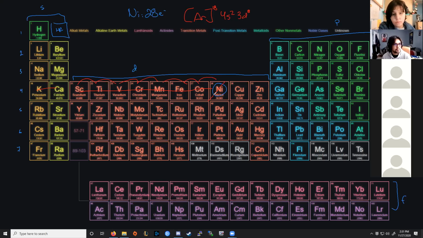Did I count wrong? I think I counted wrong. Sorry. Okay. And then how do I check that my electron configuration is correct? You add your numbers. So argon has 18 plus 2 plus 8. Does this give me 28? Yes, 28 electrons. And is this an exception? No, this is not an exception. So this is, in fact, our correct electron configuration.